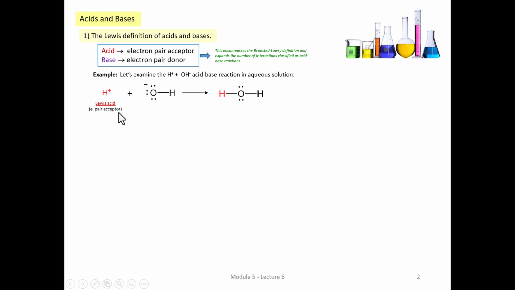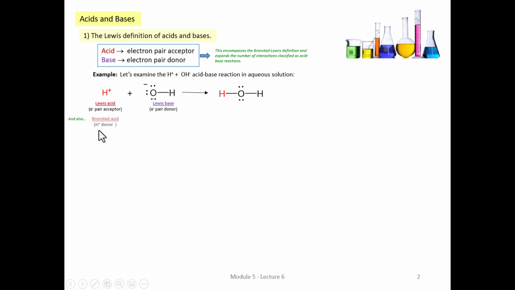Well, how is it acting as an electron pair acceptor? It's forming a covalent bond with oxygen by accepting this pair of electrons from oxygen to form a bond. So H+ is accepting this electron pair on hydroxide. So it's acting as an electron pair acceptor. And the hydroxide then is the electron pair donor, so it's called the Lewis base.